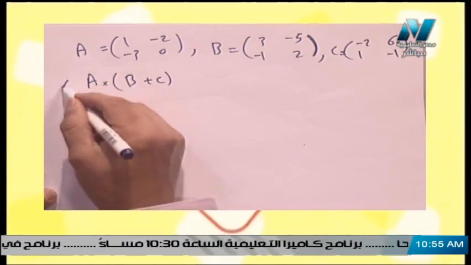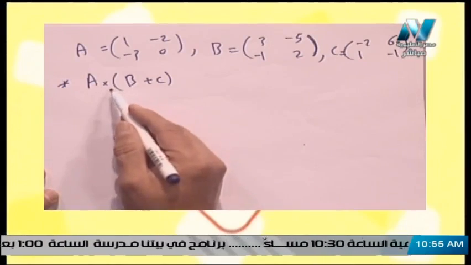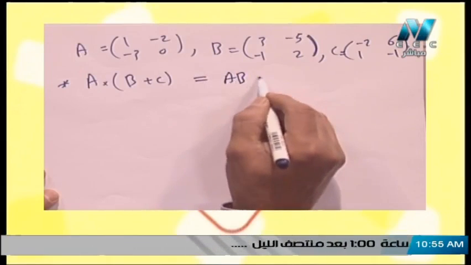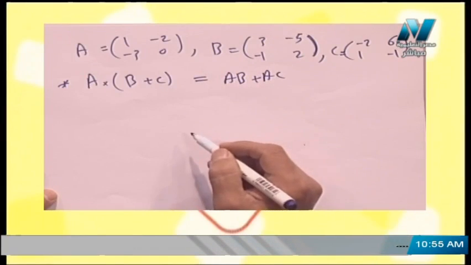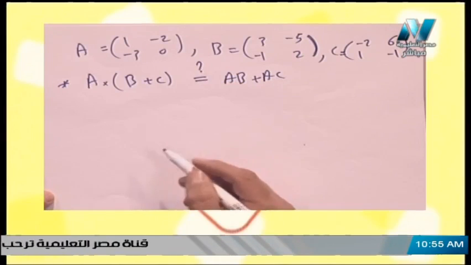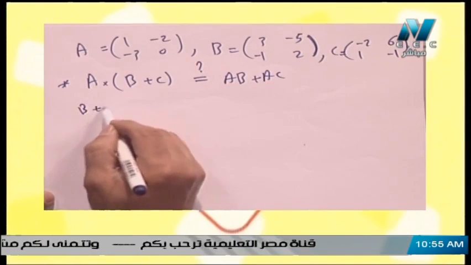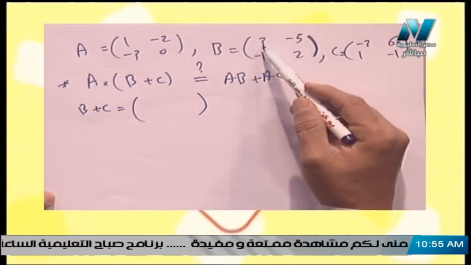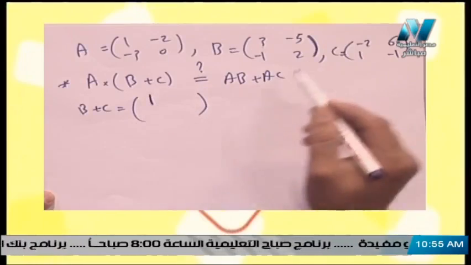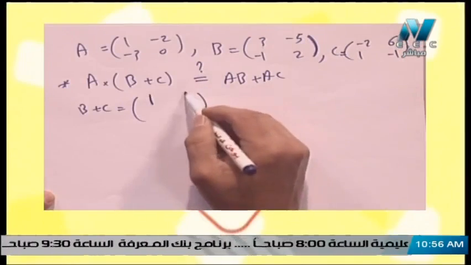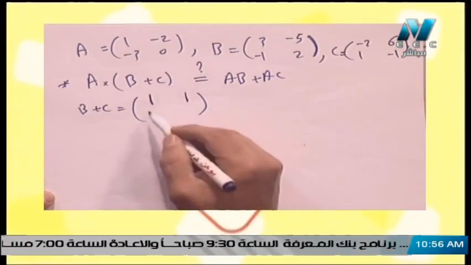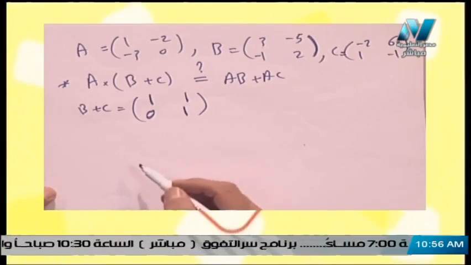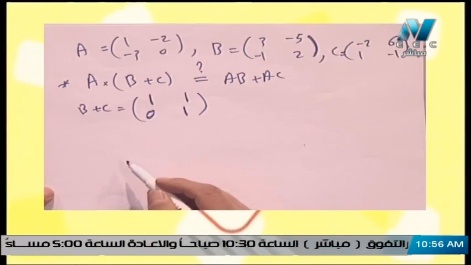And now we will investigate if A multiplied by B plus C here equals AB plus AC. Is it right? Okay, let's first find B plus C. B plus C here means that we add 3 plus negative 2 equals 1, negative 5 plus 6 equals 1 also, negative 1 plus 1 equals 0, 2 plus negative 1 equals 1. So we have B plus C equals 1, 1, 0 and 1.